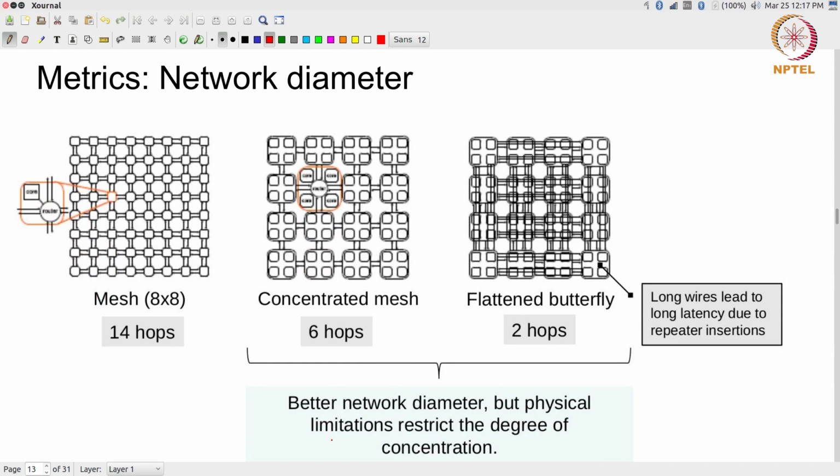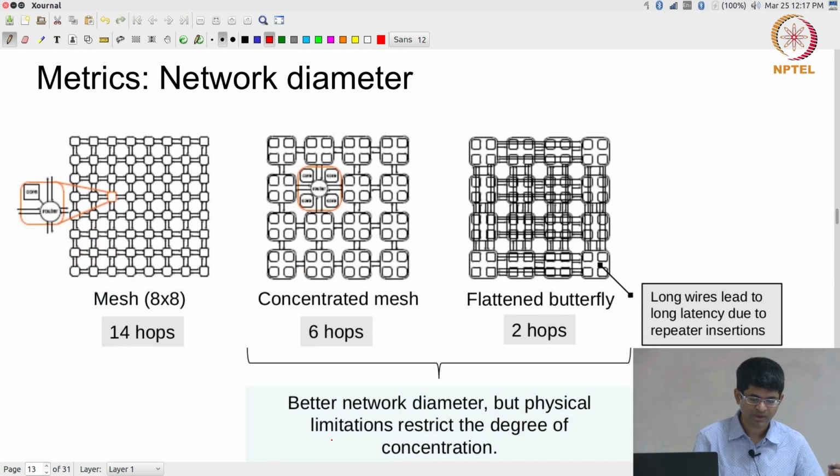Another metric is something called the network diameter, which basically tells you, if I have a large network, many nodes, what is the worst case number of hops. A hop comes about because data is not directly going from source to destination, it is being transmitted through a bunch of intermediate nodes. The worst case is that I need to go from somewhere here through all of these links to get to this point. So, the worst case would work out to be 14 hops.